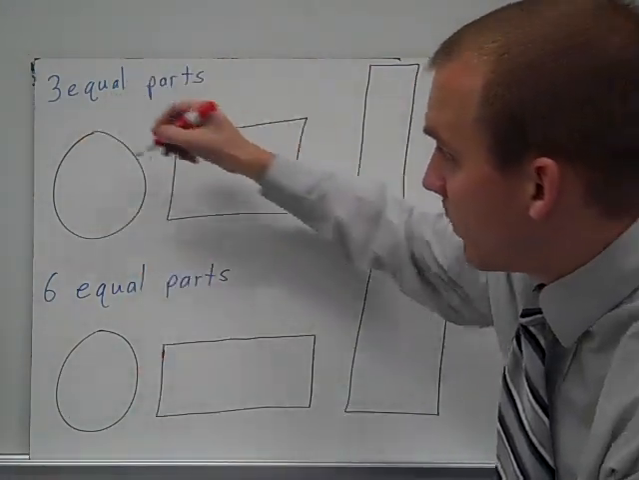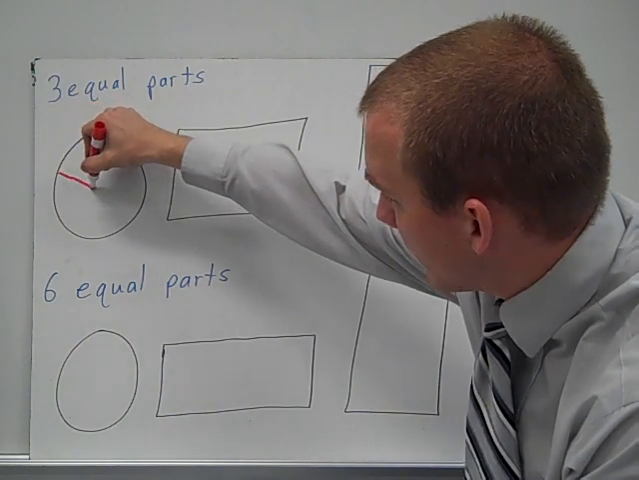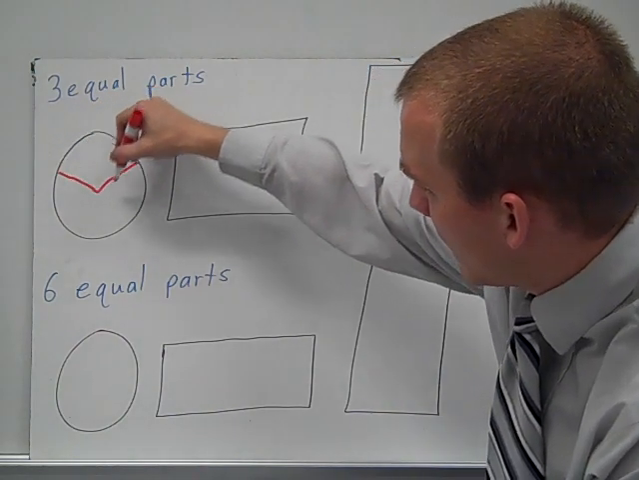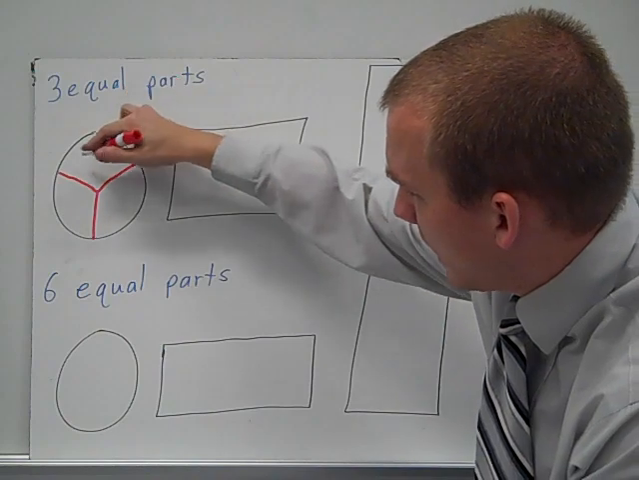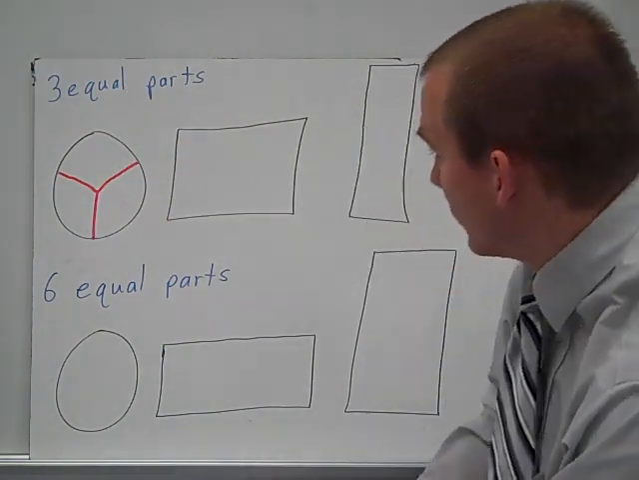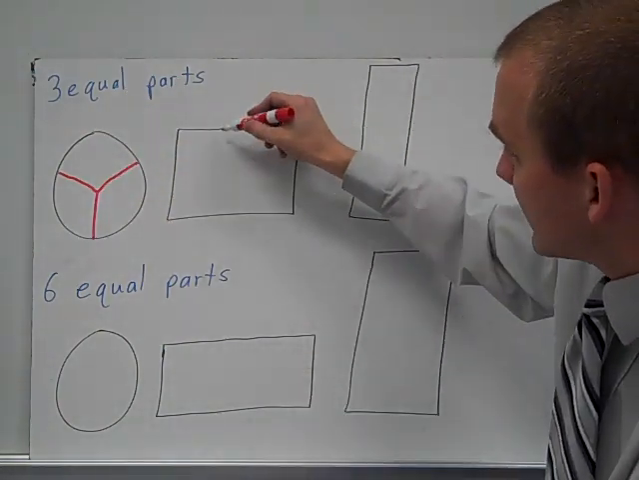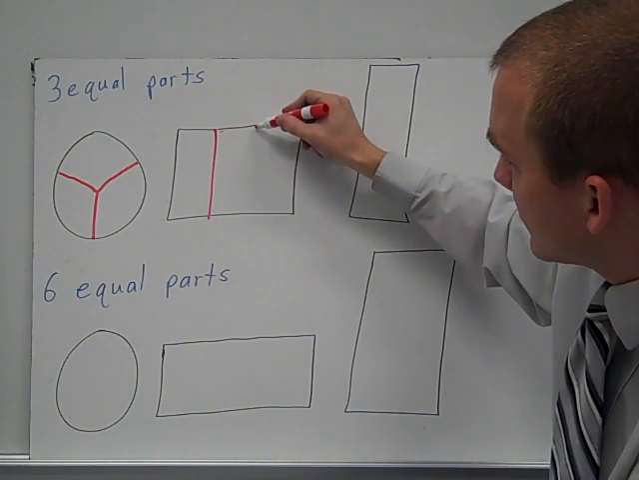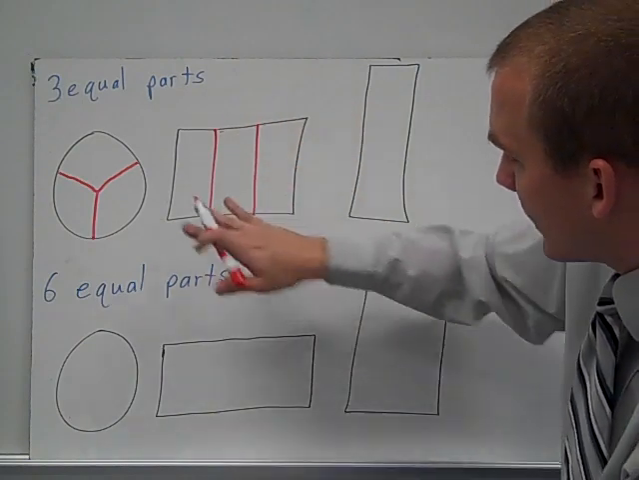Alright, so 3 equal parts. This is kind of tricky. You want to kind of draw to the middle, in and out, and then down. And you just got to kind of get close with the 3 equal parts. It's tricky again with this. You got to just get a sense of thirds. There we go. They're about equal, pretty close.